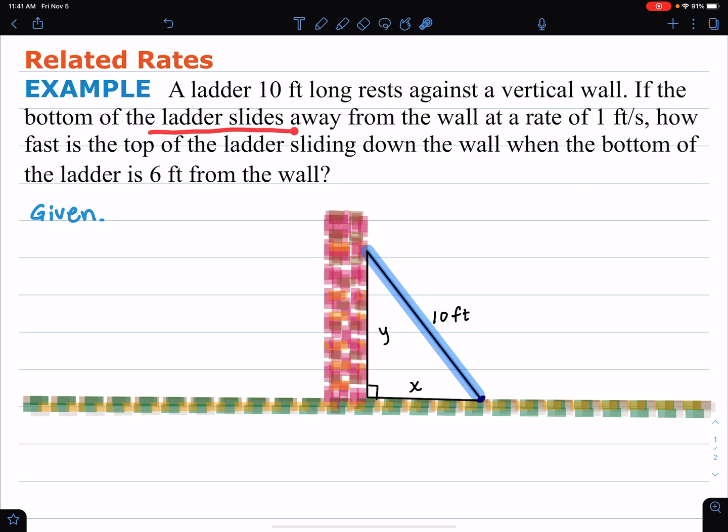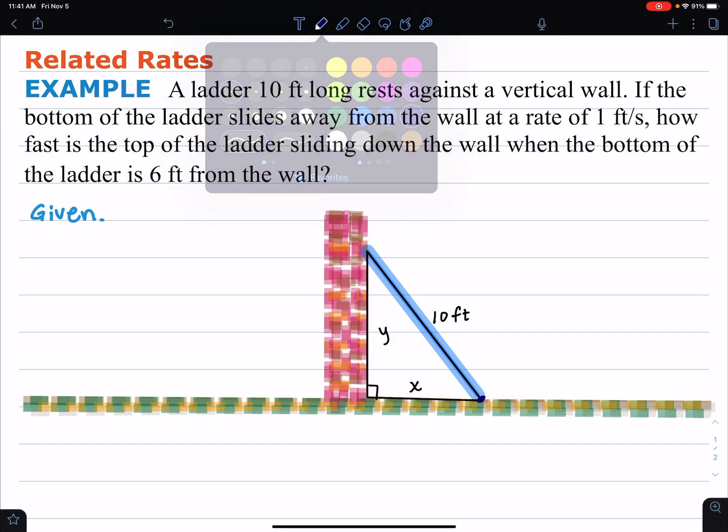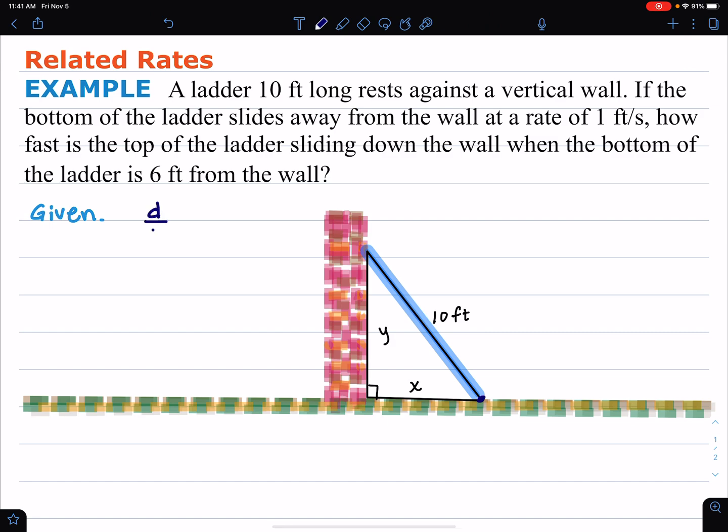The bottom of the ladder slides away from the wall at 1 foot per second. So the clever thing about this, it's not as if I thought of this clever thing, but if we label the length of the base as x, what we see is that if the bottom of the ladder is moving away from the wall, then x is increasing. And so what I'm going to write down is dx/dt, the rate of change of x with respect to time, is 1.